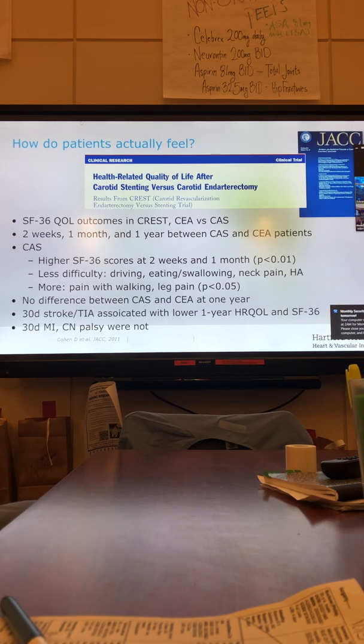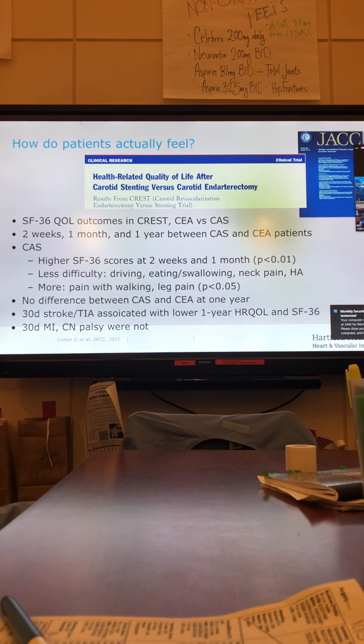However, if you look at how patients actually feel after undergoing procedures, this is looking at quality of life after carotid stenting versus CEA in the CREST trial, which I'll talk about in a second. So they basically found that with carotid artery stenting, patients had a higher patient quality of life satisfaction score at 2 weeks and 1 month. And mainly that was because they had less difficulty driving, eating, swallowing, less neck pain, less headache. But they did have more pain with walking and more leg pain, right, because of the femoral access. No difference in quality of life related outcomes between carotid stenting and CEA.